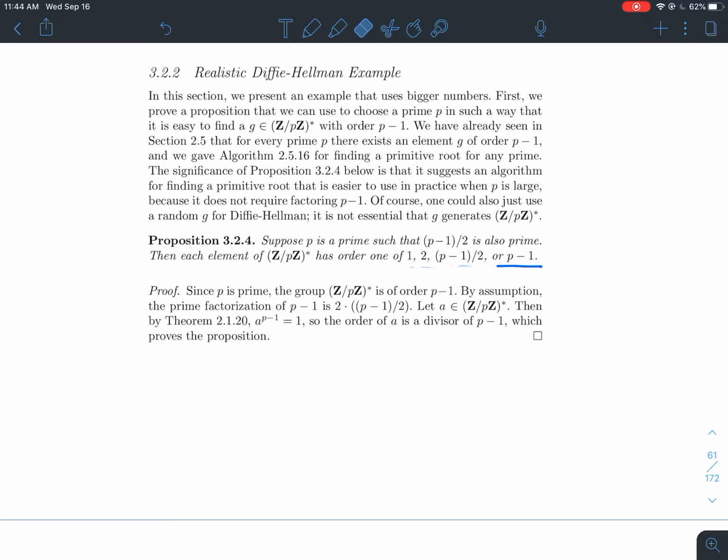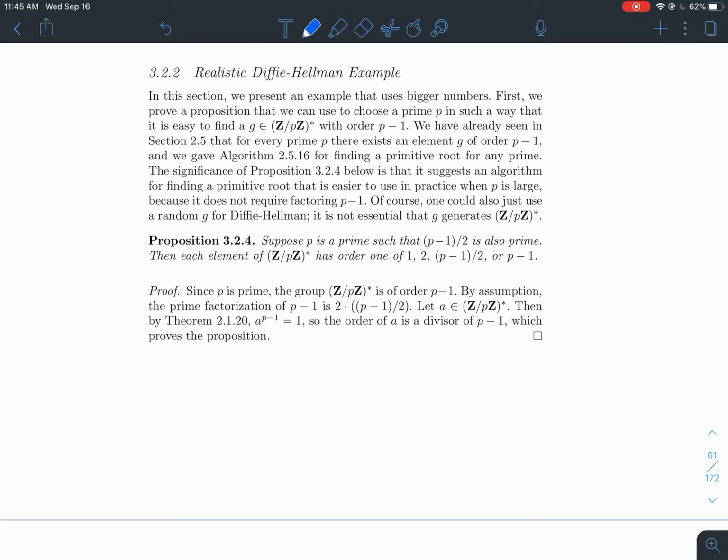So let's take a look at the proof of this because it's kind of nice. What we talked about earlier: since p is prime, I know that the order of this group should just be phi of p, which is equal to p minus 1. Now by hypothesis, what do I know? I know that (p minus 1) over 2 is a prime.